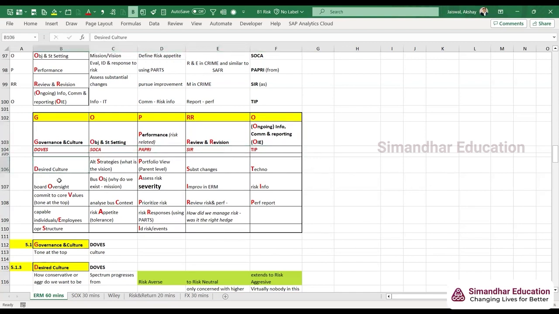So first is the Dove's mnemonic, desired culture. Okay. So desired culture, what is meant by that? Culture means the tone at the top, right? As I was talking about earlier, core values, etc. Whatever the senior management is portraying, let me give you a real example.